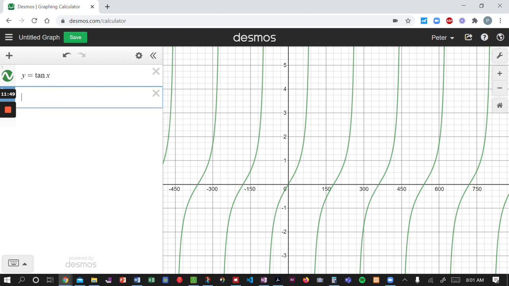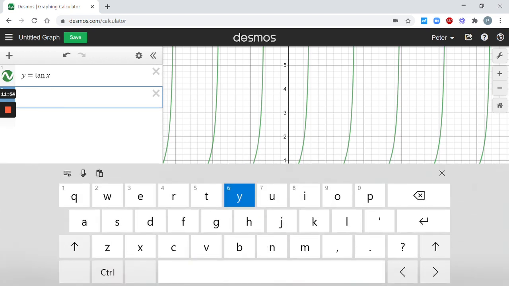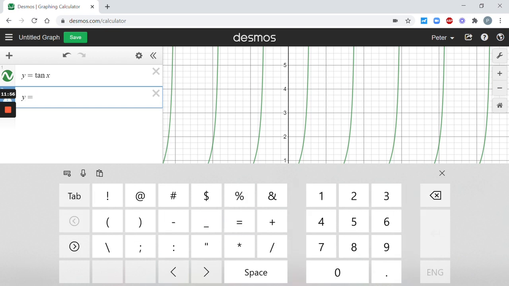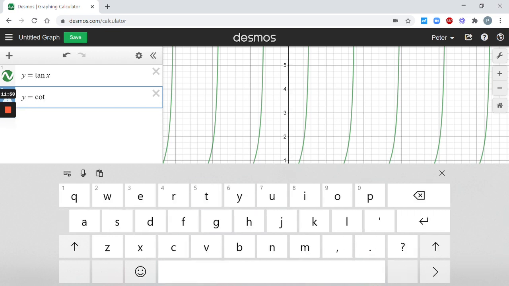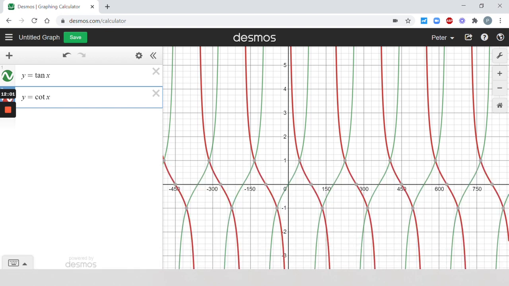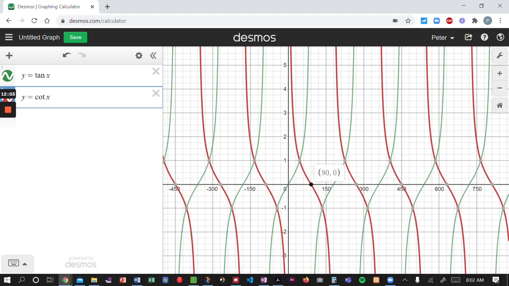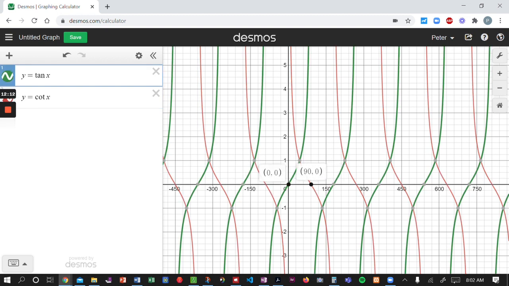Now cotangent, on the other hand, goes the other way around. The 0 happens at 90, where tangent has an asymptote. That's where cotangent is actually 0, and then where tangent is 0 is where cotangent has an asymptote. Okay, so they kind of go opposite directions. Cotangent goes up on the left, down on the right. Tangent goes up on the right, down on the left.